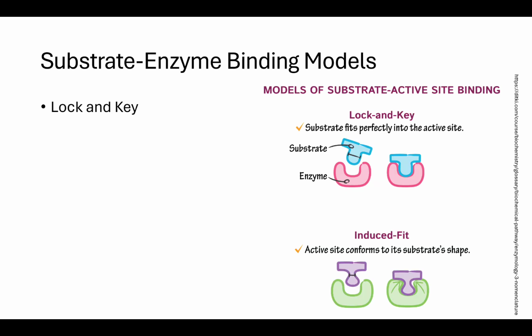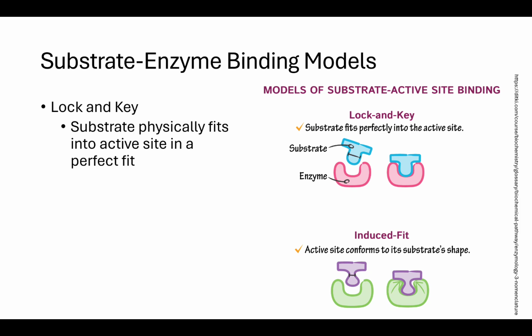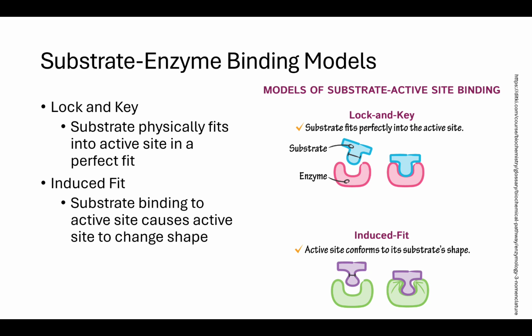There are a couple of different models of how enzymes and substrates bind together. One of them, which you probably learned your freshman year, is the lock and key model, where the substrate fits into the active site and they match perfectly, which is why the enzyme is able to act on that substrate. The other type of model, which may be a little more accurate molecularly speaking, is the induced fit, where the actual binding of the substrate makes the active site change in such a way that it can help catalyze that chemical reaction.